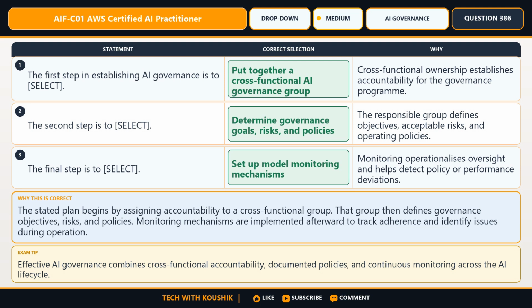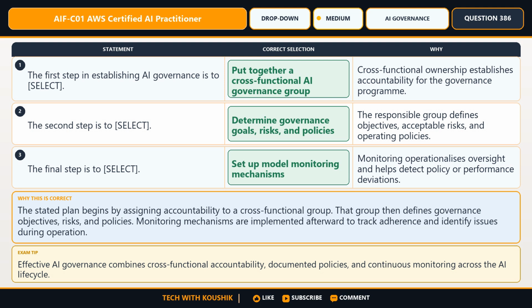Answer rows. 1. The first step in establishing AI governance is to select: put together a cross-functional AI governance group. Cross-functional ownership establishes accountability for the governance program. 2. The second step is to select: determine governance goals, risks, and policies. The responsible group defines objectives, acceptable risks, and operating policies. 3. The final step is to select: set up model monitoring mechanisms. Monitoring operationalizes oversight and helps detect policy or performance deviations.